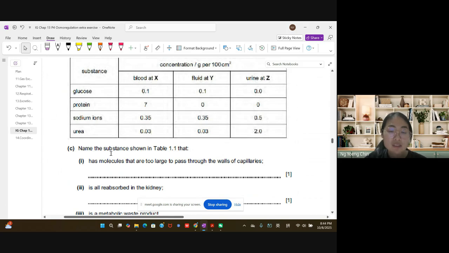Name the substance whose molecules are too large to pass through the wall of the capillary. What kind of molecules are too large? Which is the red blood cells, the platelets. Okay, you can talk about proteins also. Proteins.